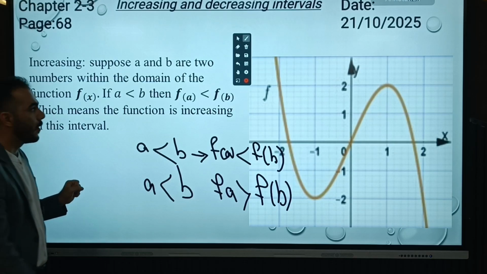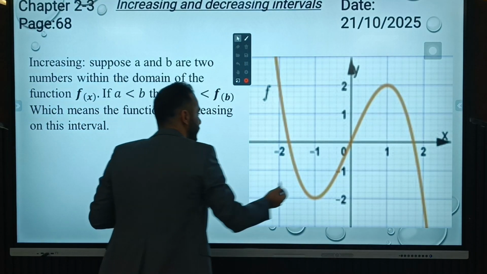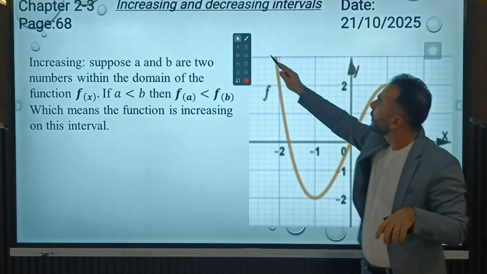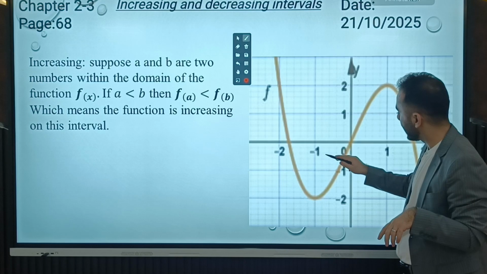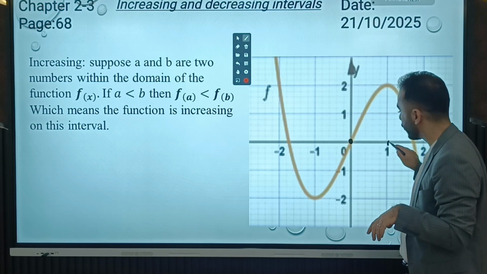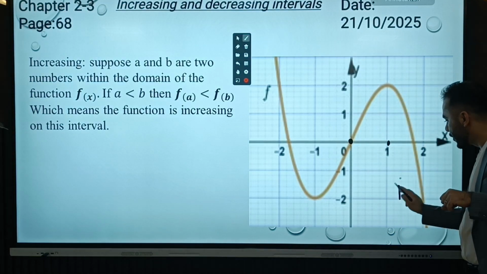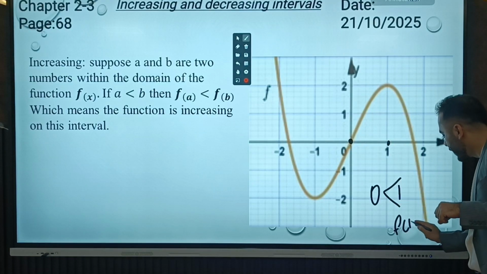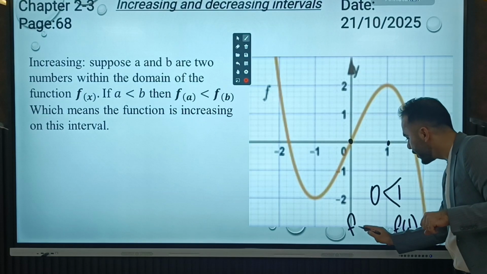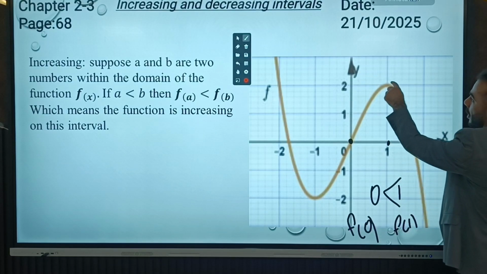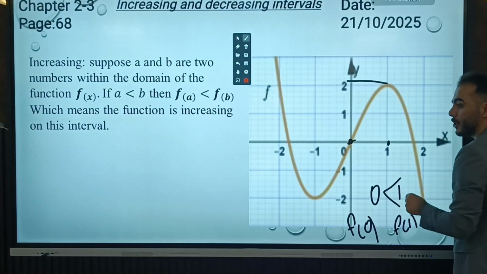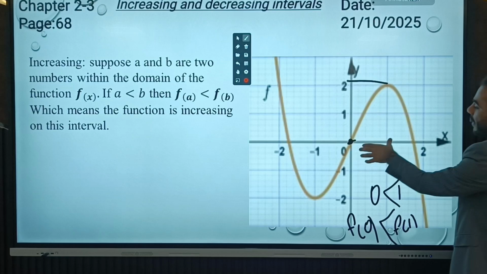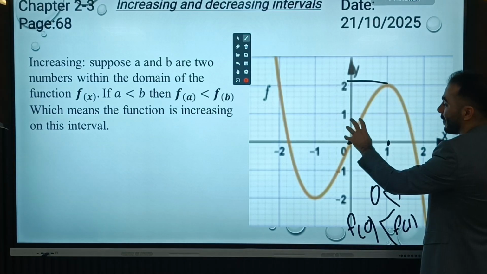Let's come to these two points. Here, as you can see, let's take 0 and 1. So 1 is bigger than 0, right? And f of 1 and f of 0, let's compare these two. f of 1 equals 2, and f of 0 is exactly 0. So f of 1 is bigger than f of 0. Then in that case we are going to say that our function is increasing in that interval. And as you can see, from left to right, the function is increasing.